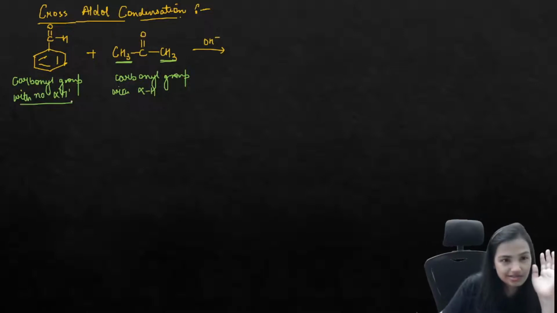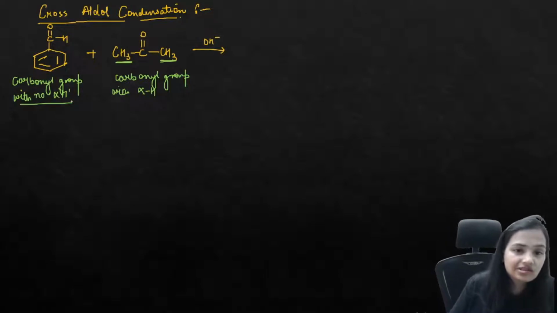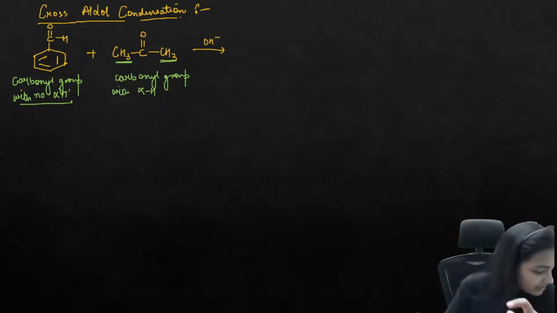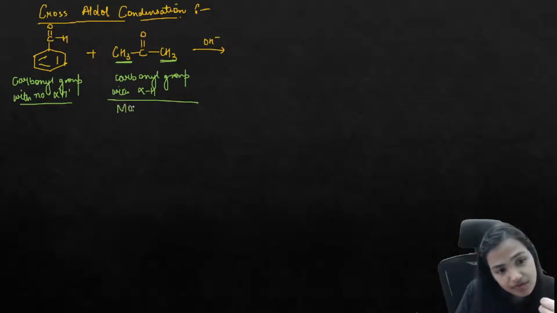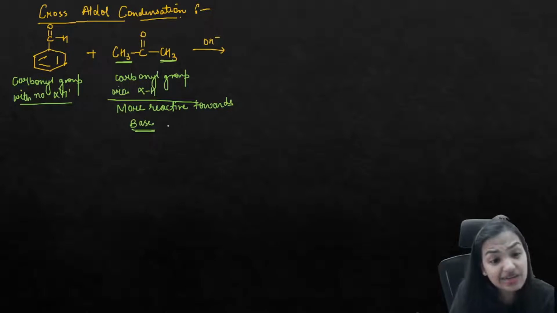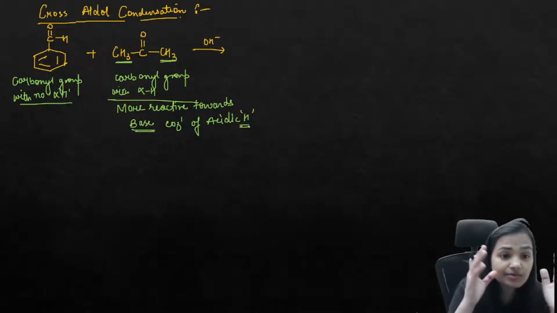My simple question is, your OH, which is acting as a base, is more reactive for the alpha hydrogen now. This base has a tendency to abstract the proton. So ultimately, out of these two reactions, which is going to be more reactive? Here, this is going to be more reactive towards base because of acidic hydrogen. Okay, so this will be more reactive towards base.